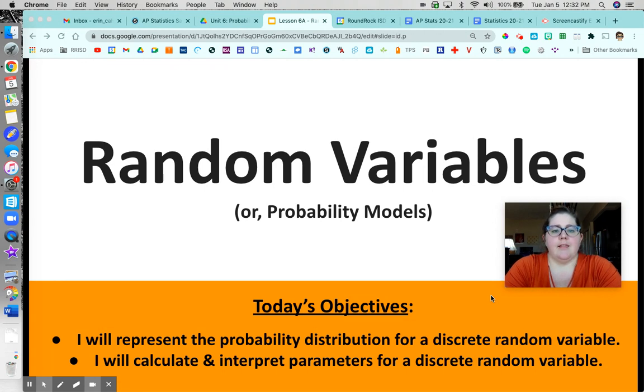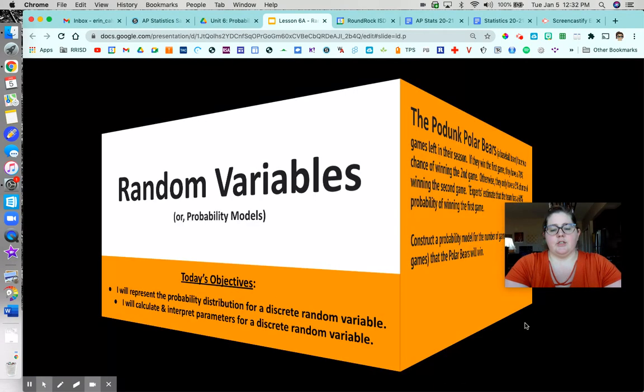We're going to start this unit by talking about something called a random variable. We did talk a tiny little bit about it in class, so hopefully you have some clue. But these are random variables, probability models. We're going to talk about how to represent a probability distribution for a discrete random variable, and then how to calculate and interpret parameters about the discrete random variable. So let's go ahead and get started.